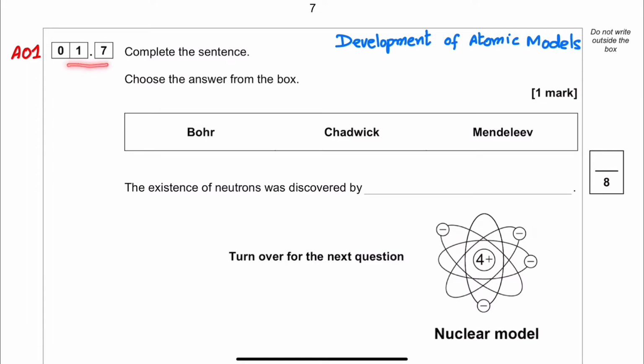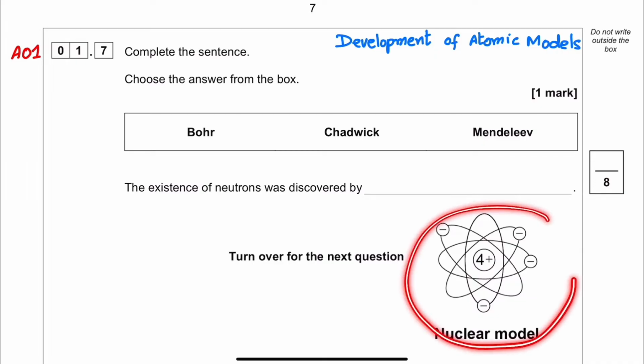1.7 is an AO1 question, and this question is from the development of atomic models. Complete the sentence. The student must remember the answer to this. Which person discovered the neutrons in the nucleus? If we look into the nuclear model, which was given by Niels Bohr, there is no concept of the neutrons present in the nucleus.